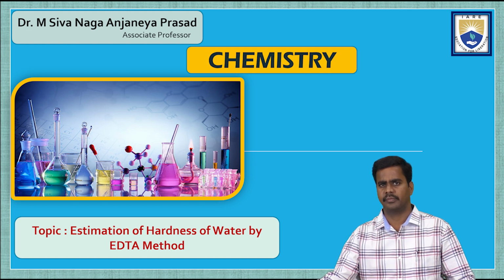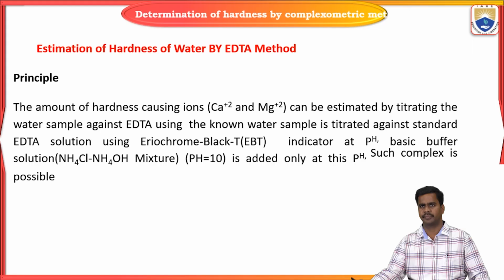Today, I am going to discuss the determination of hardness of water by using the EDTA method. Actually, this method is also known as the complexometric method. Before going to the estimation of hardness by using the EDTA method, here we have to know what a complex is.